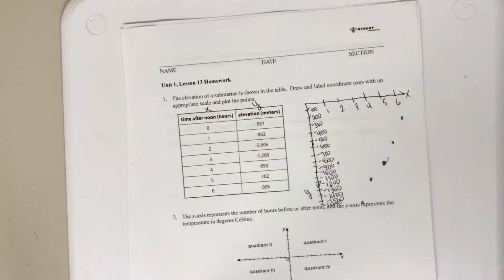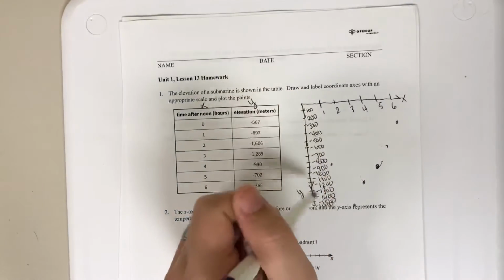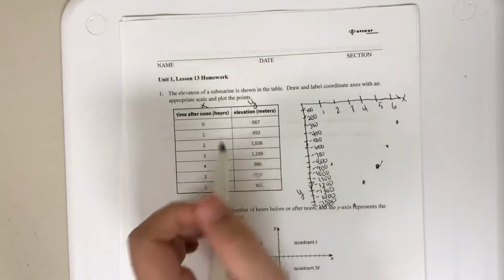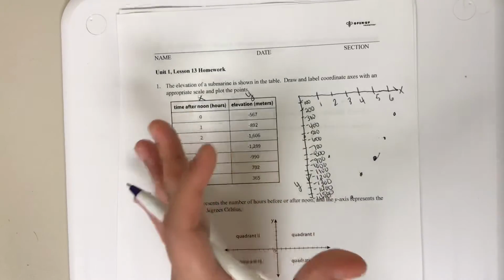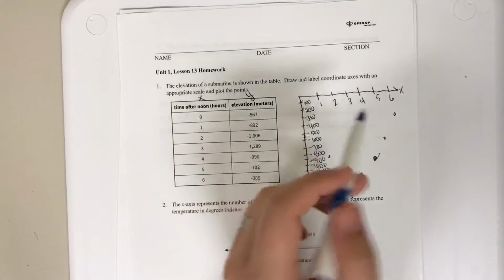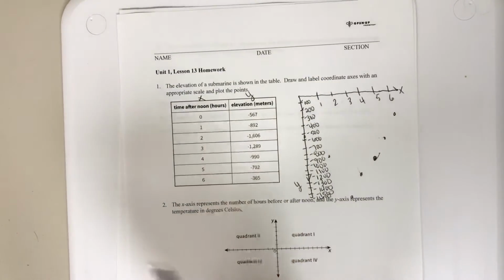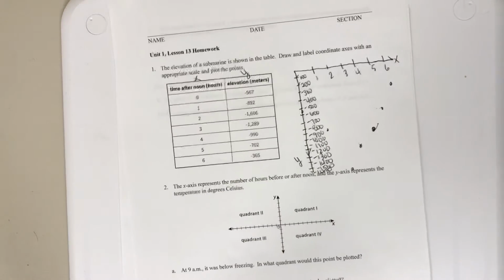So the most important part of this problem is really the scale that you use. Counting by 100s works because you can individually have a point. I know I didn't give you enough space to make it perfect, but I just really care about the scale and that you have an X and a Y. That's the most important part to me.